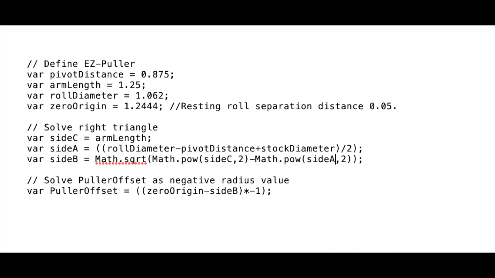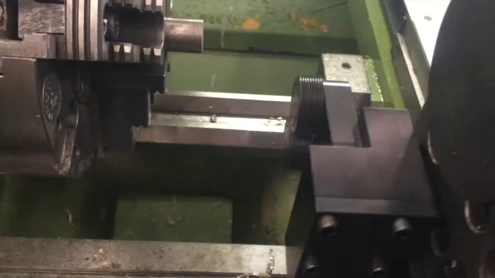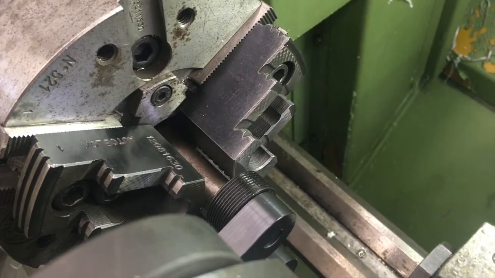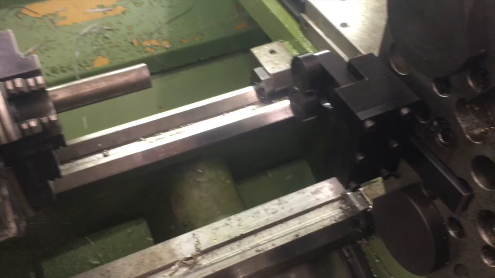Side A is the roll diameter minus the pivot distance plus the stock diameter divided by 2. Side B is the square root of side C squared minus side A squared. Because my post-processor expects the offset to be a radius value, simply subtract side B from the zero origin and you're done. Since implementing these code changes in the post-processor, the Easy Puller has worked flawlessly.